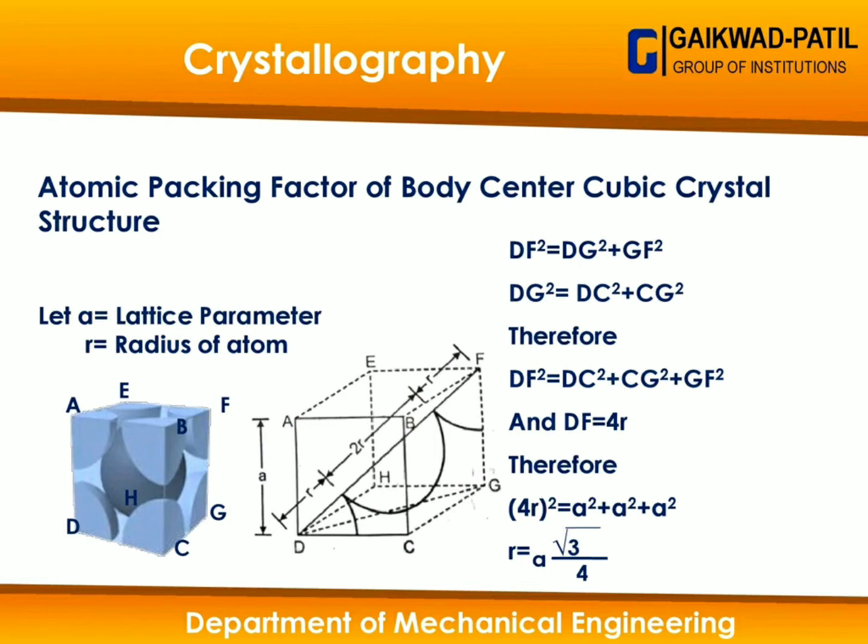So we can write down that equation in this format as DG square is equal to DC square plus CG square. Therefore, the whole equation number 1 we can write down as DF square is equal to DC square plus CG square plus GF square.